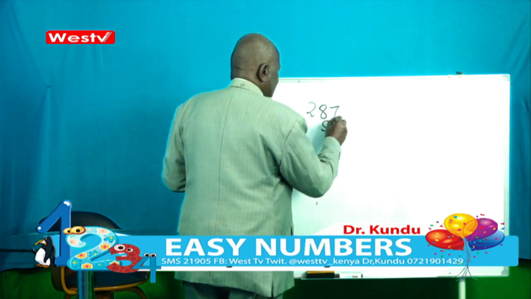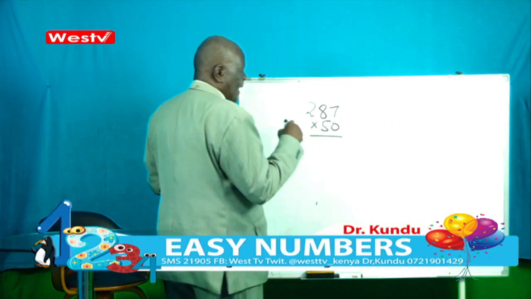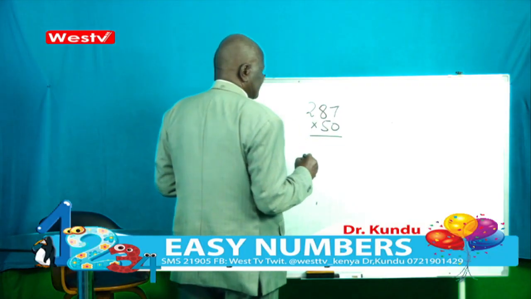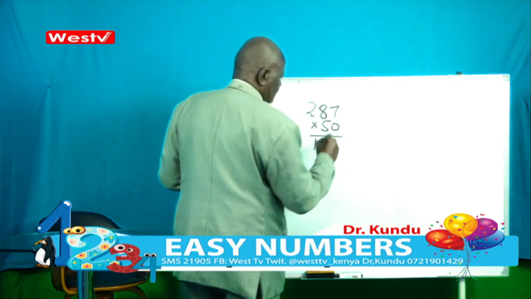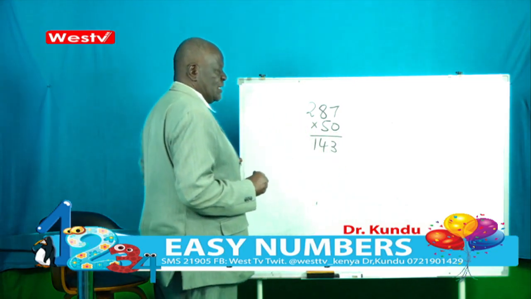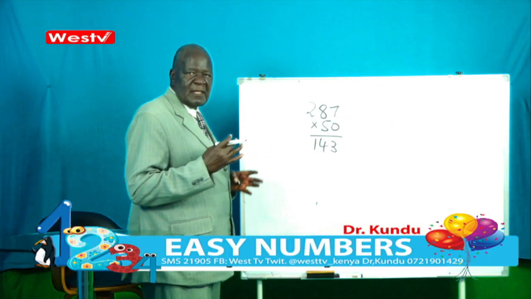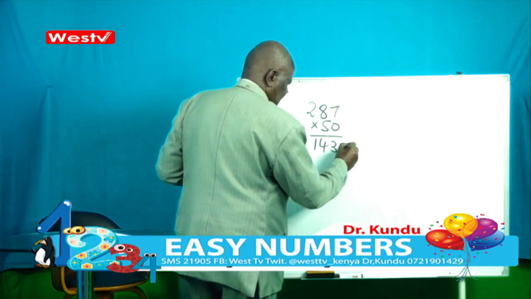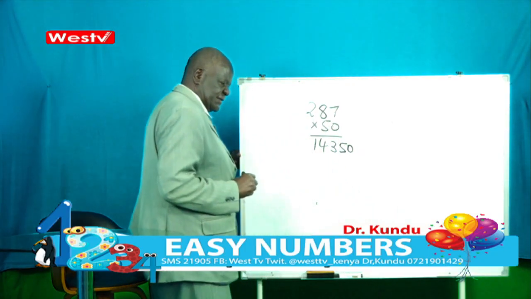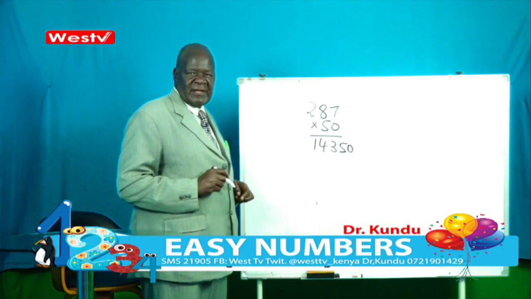We have gone to take half of 287 as 143, remainder 1. We have thrown away that 1, and we have just completed our answer with 50, the multiplier we are using. And the answer is 14,350.